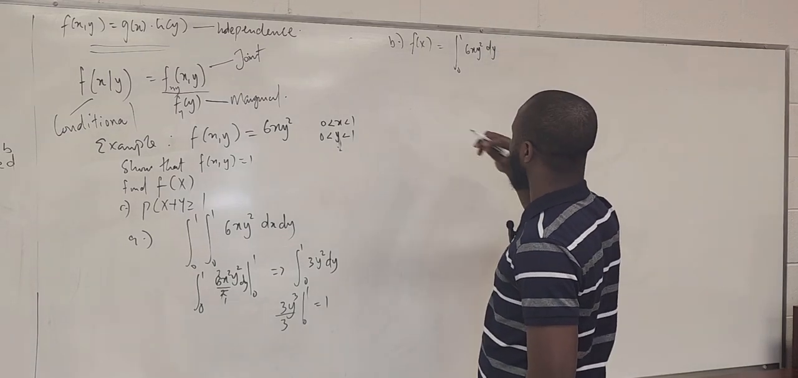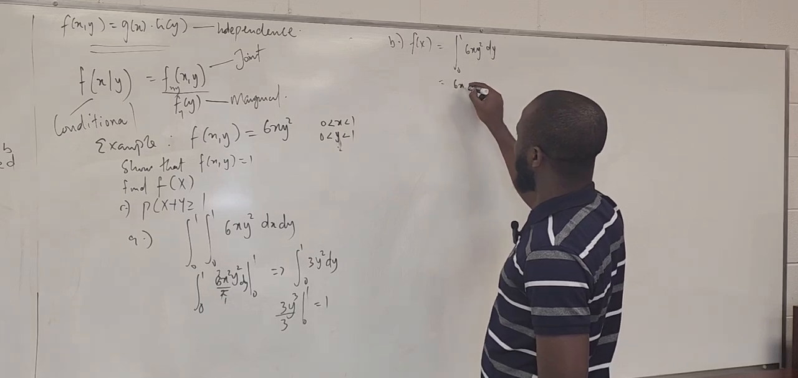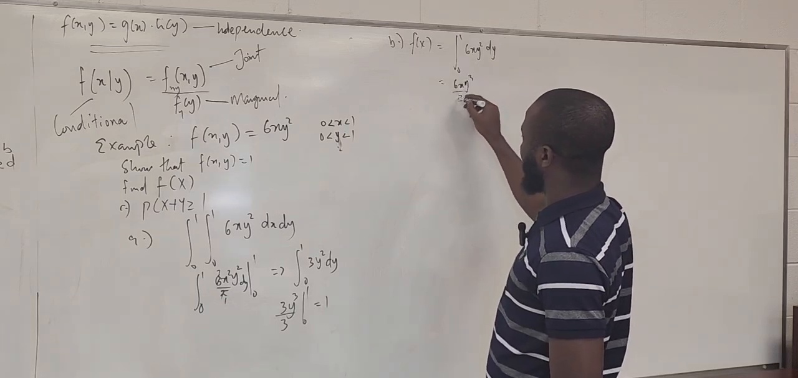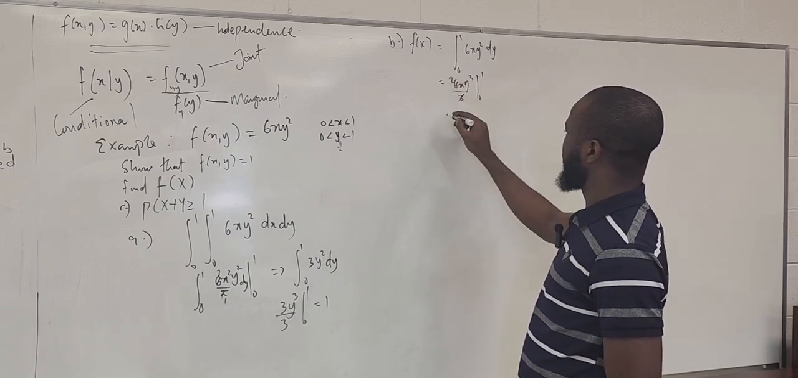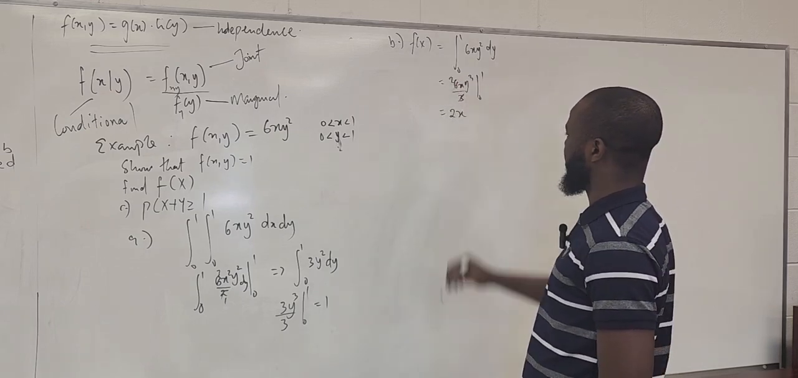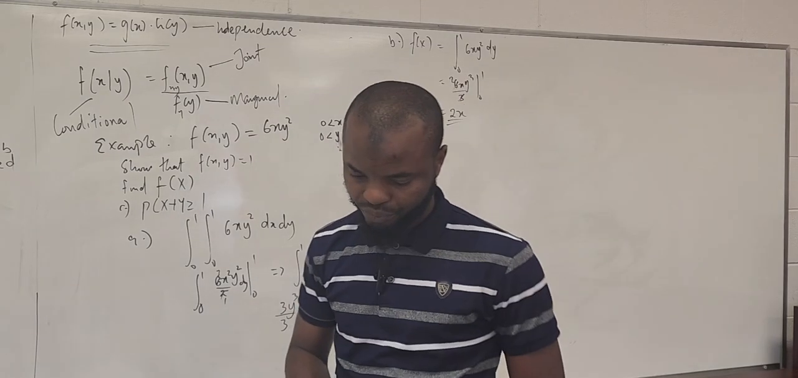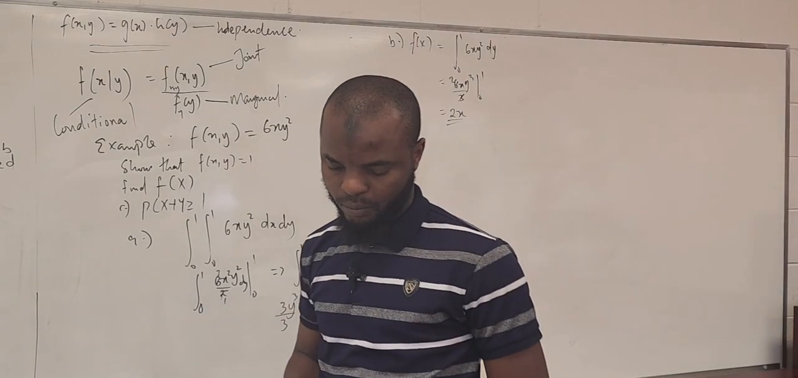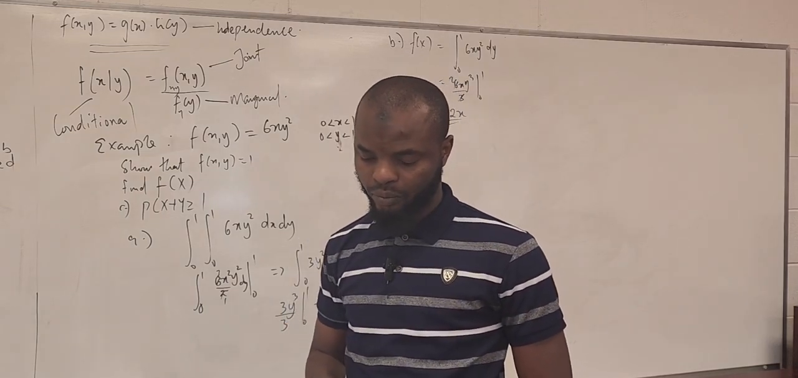The y, good, yeah. So if you integrate, you're going to have 6xy to the power of 3 over 3, from 0 to 1. You have 2, which is 2x. How do you get 2x? 2x, right? Yeah.